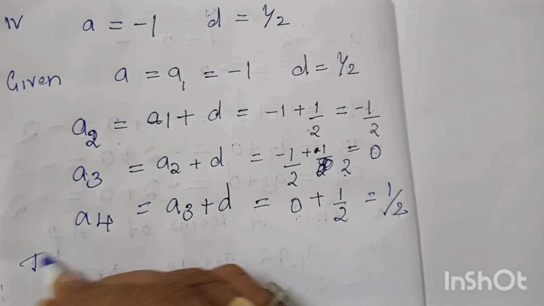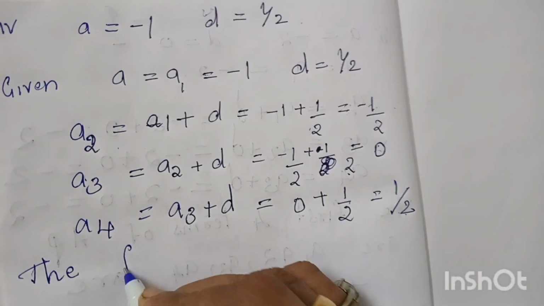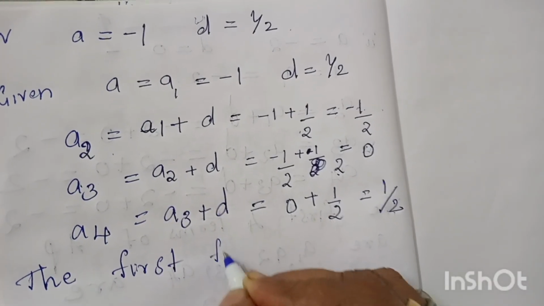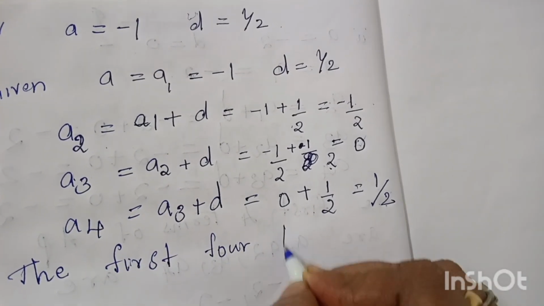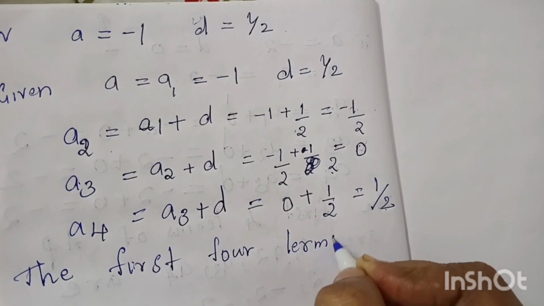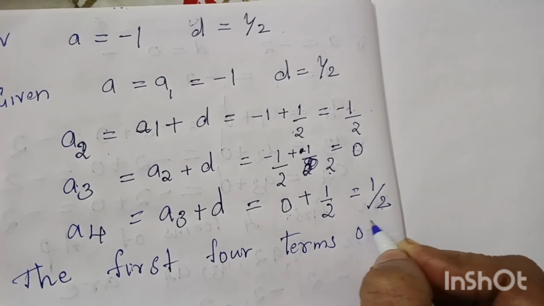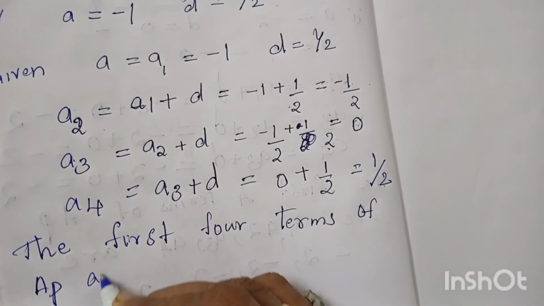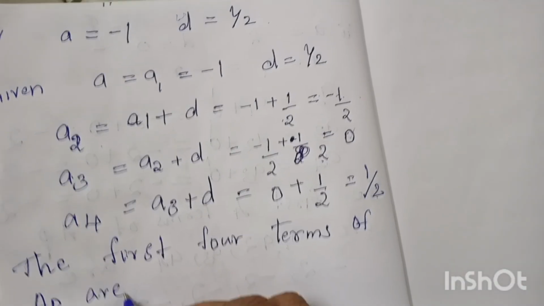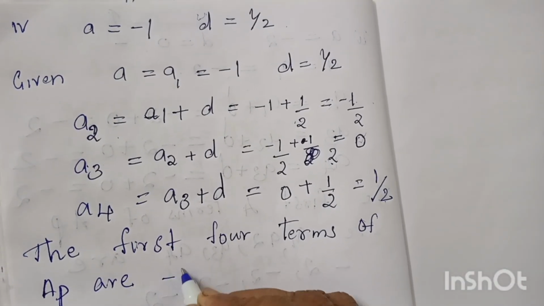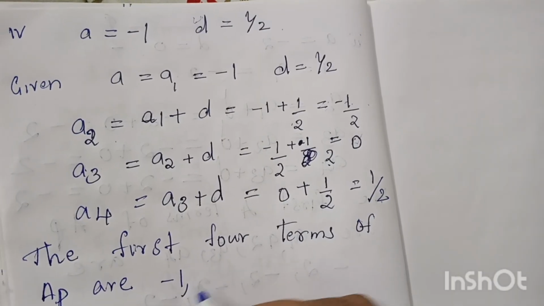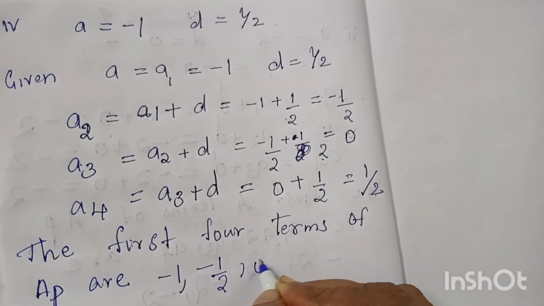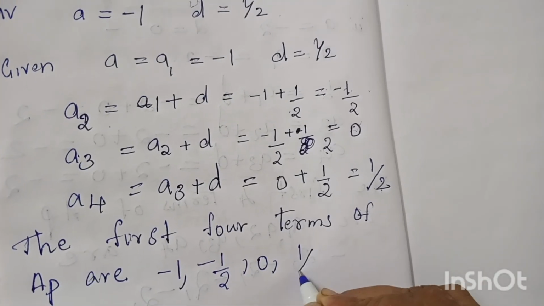So the first four terms of the AP are minus 1, minus half, 0, half.